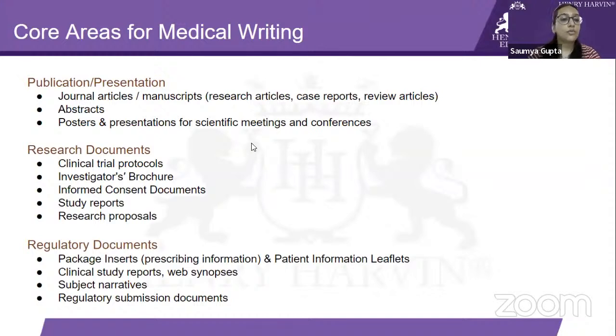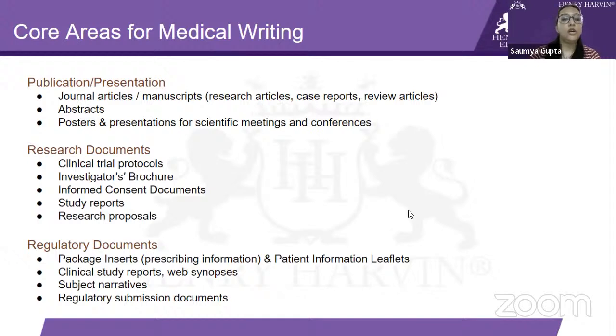Then research documents. Research documents here include clinical research documents, such as clinical trial protocols, investigator's brochure, informed consent documents, study reports, research proposals and all. Then you have regulatory documents for regulatory writing purposes, like package inserts and patient information leaflets. Then you have clinical study reports, subject narratives or patient narratives, and then regulatory submissions and documents.